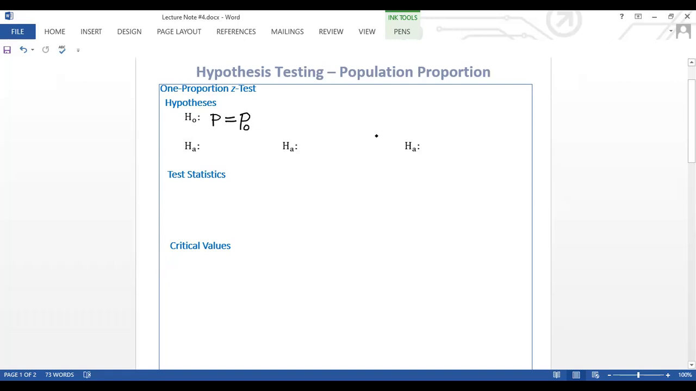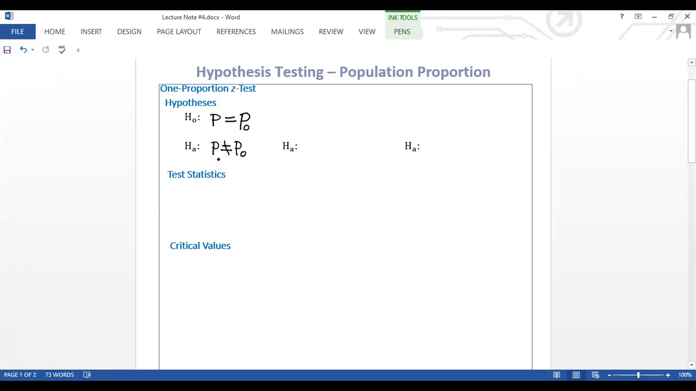We always have three kinds of alternative hypothesis. The first one is that P is not equal to P0. That means I disagree that 35% of the population are smokers, but I'm not sure and I don't have data to support it. Is it bigger than 35% or is it less than 35%? So my alternative hypothesis will be what? P is not equal to P0, correct?